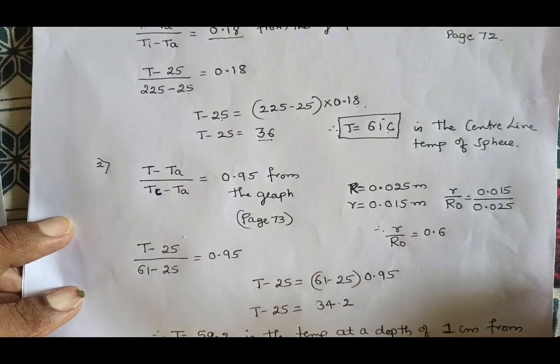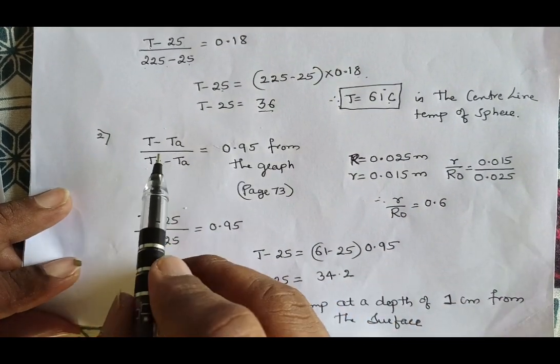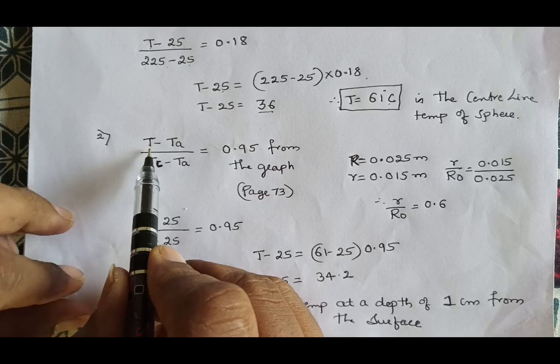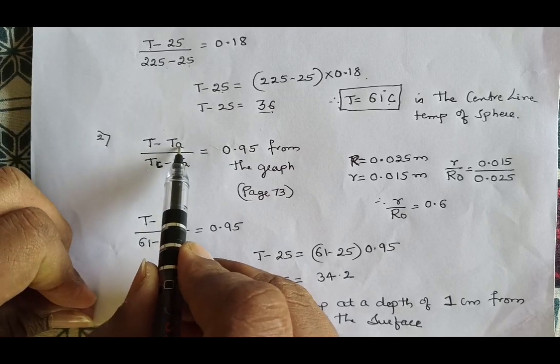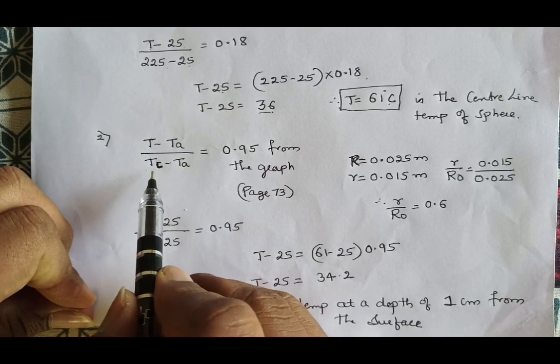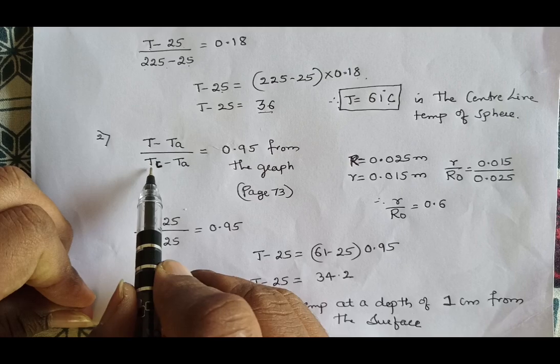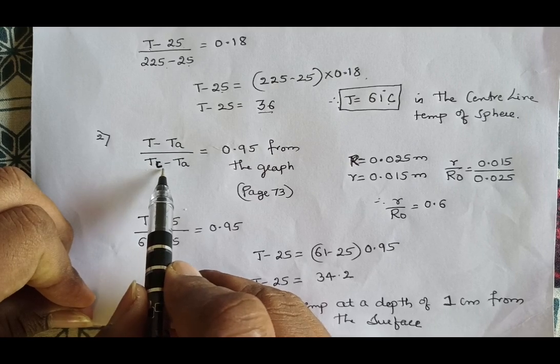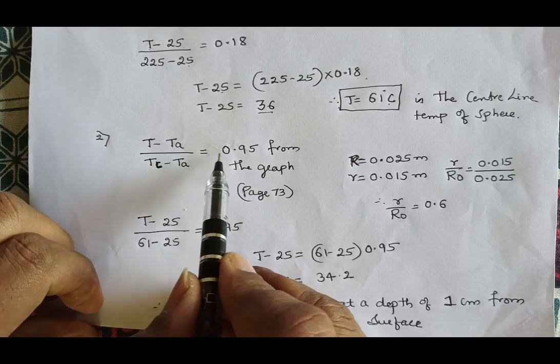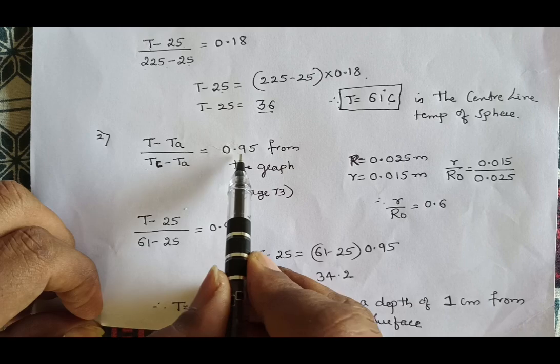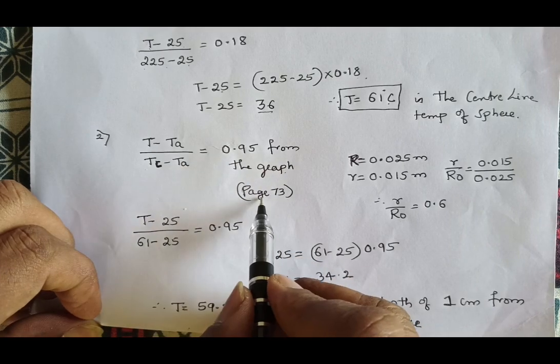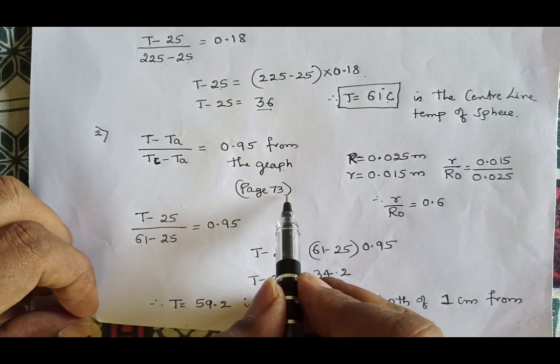Now let us calculate the second part. Again we have the same formula, (T minus TA) divided by (TC minus TA), where TC is the center line temperature of the sphere. This value we have taken as 0.95 from the graph. We have referred to page number 73.